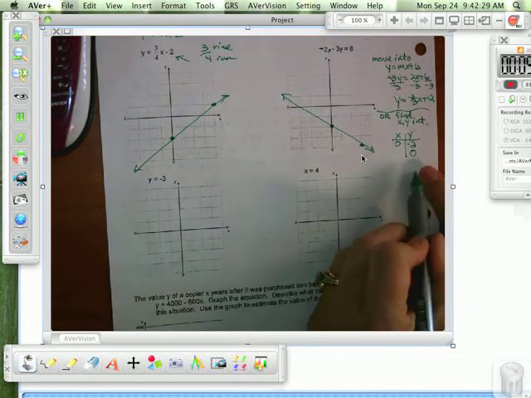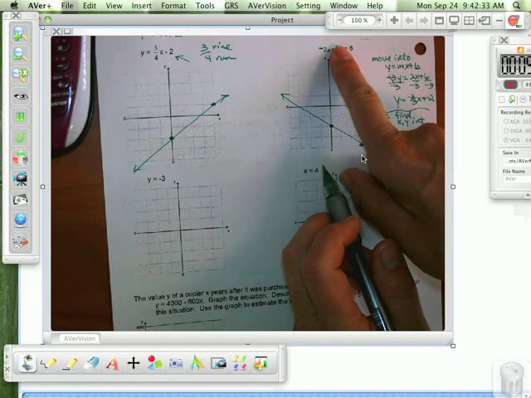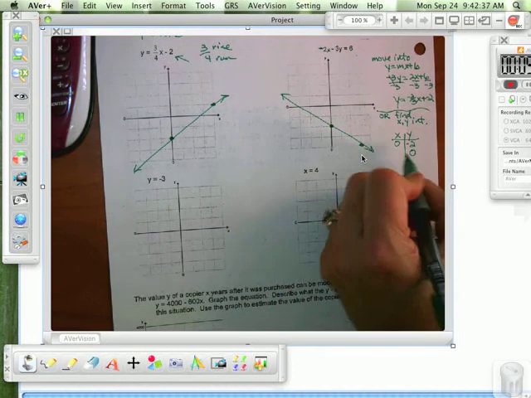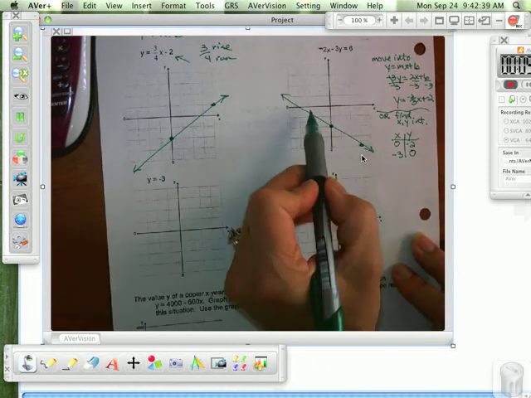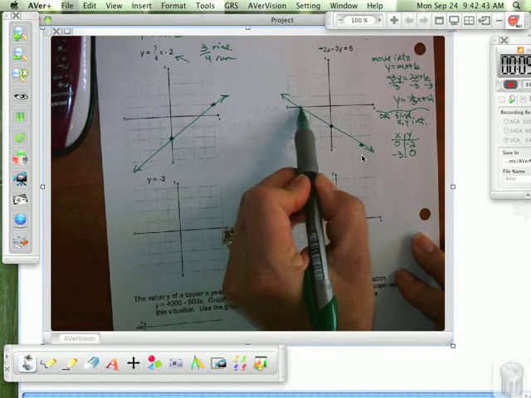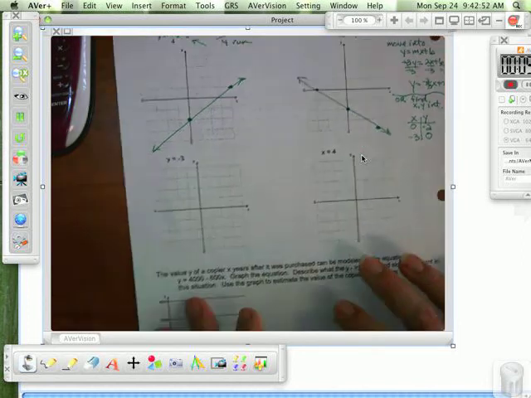If y is 0, then this term goes away, doesn't it? Divide both sides by negative 2. What's x? Negative 3. Does it give us the same graph? Over 0, down 2, negative 3, 0. Yes, it does. So you can do it either way. My preference is this when it's in standard form. Okay? All right.